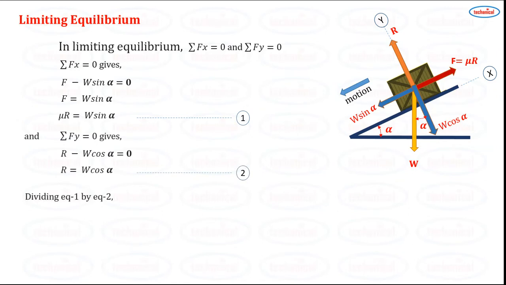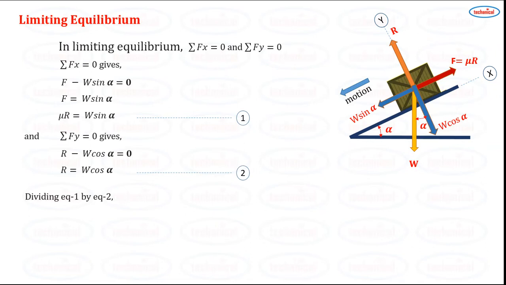And apply second condition of equilibrium. Sigma Fy equal to 0. It gives R minus W cos alpha equal to 0. It gives R equal to W cos alpha. Consider this as equation number 2.